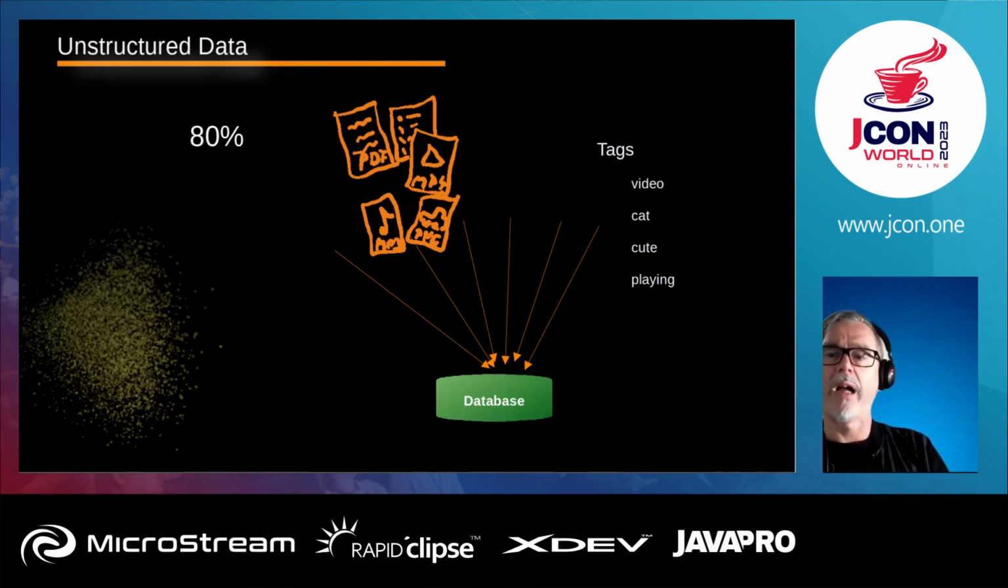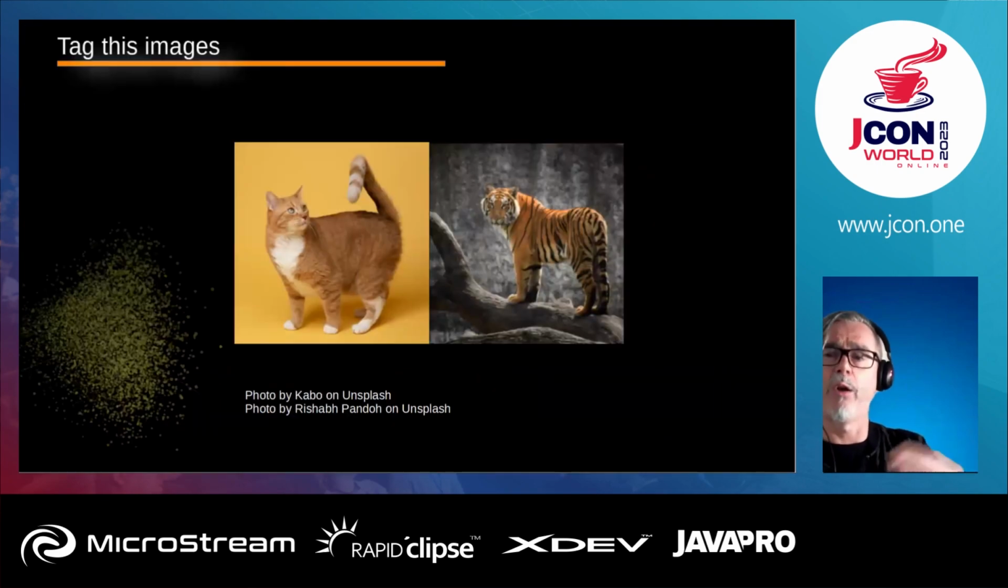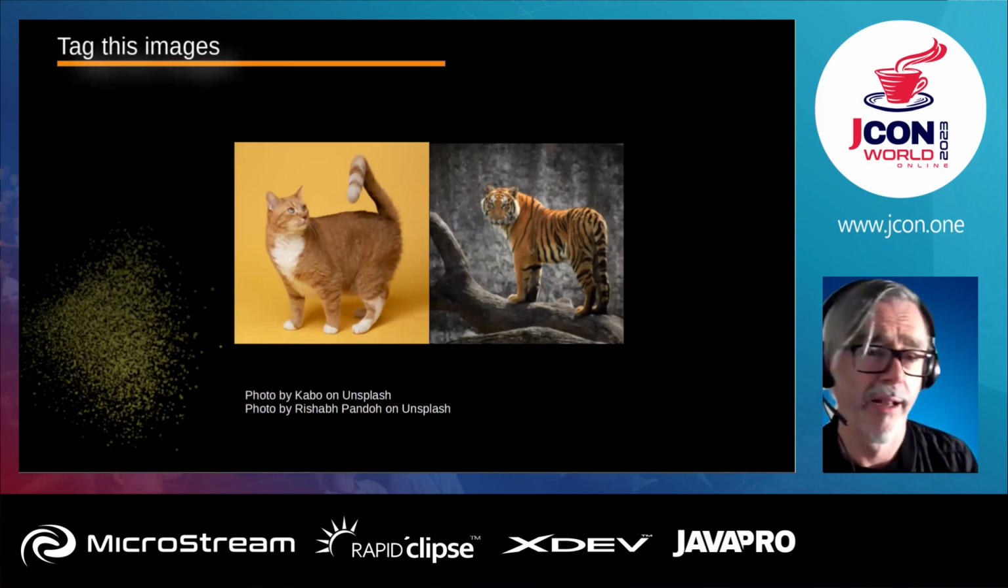We say, well, this is a video, and we tag it with: it's a video of a cat, and it's a cute cat, and the cat is playing. So we take some human approach. We are just tagging it. It saves the tags along with the binary file, the blob, inside of the database. This comes, of course, with a big problem.